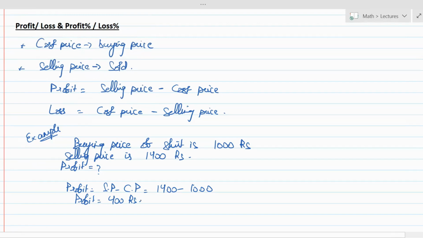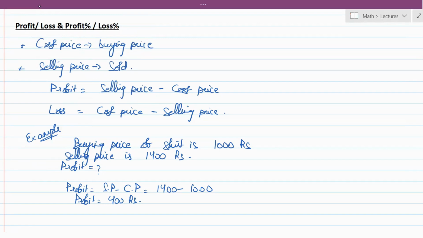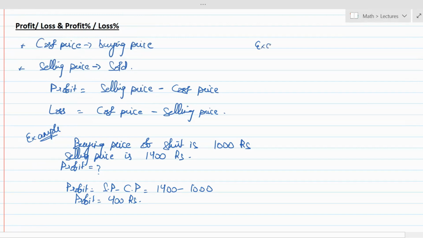So this was the scenario when you have made a profit, and now let's consider that the buying price, or the cost price, is still the same, which is 1000, but the selling price is now, let's say, 400. Here you can see the selling price is less than the cost price.